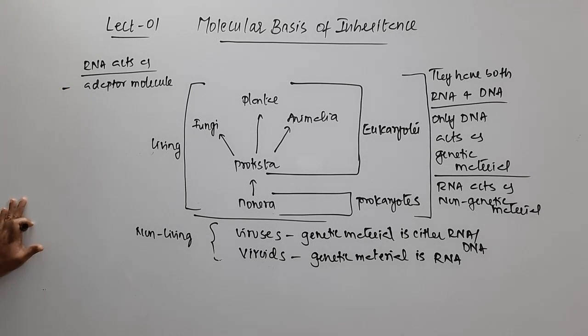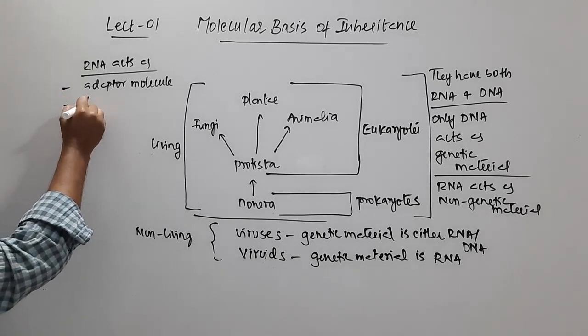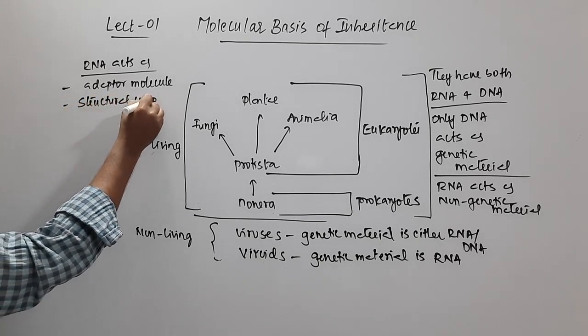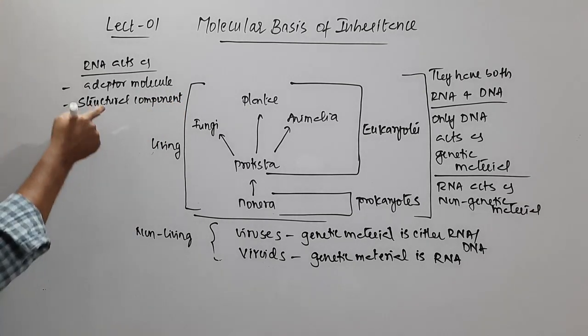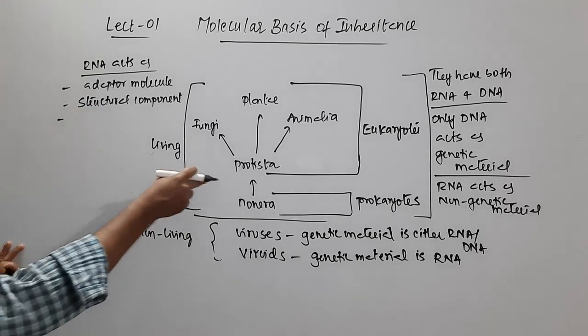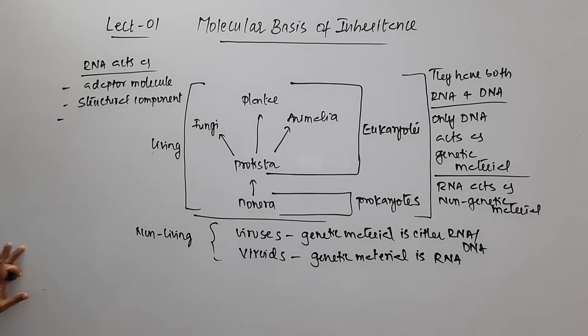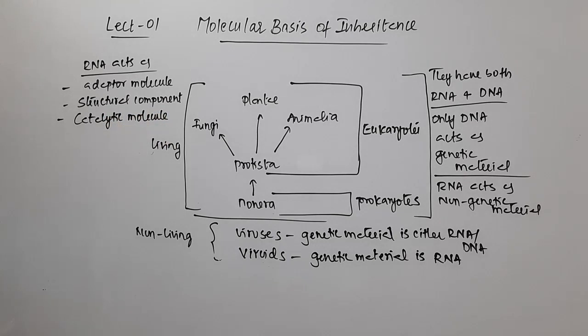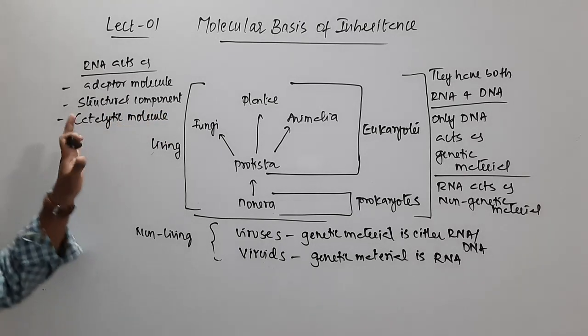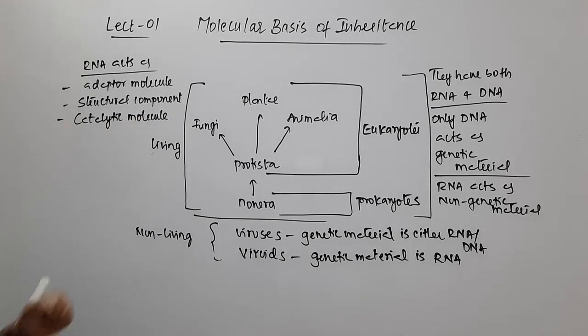Okay, so RNA acts as an adapter molecule, and it can be a structural component, like in the case of ribosomes. The ribosomes are made up of RNA and proteins. So RNA acts as a structural component in all living organisms, right? And then it can also act as a catalytic molecule. Whatever I have mentioned here, RNA acting as an adapter molecule, structural component, catalytic molecule, all that we will understand in our coming sessions.